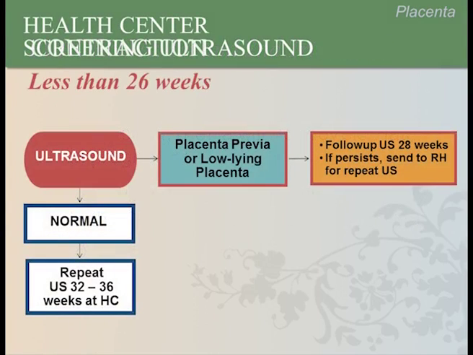When you are scanning a patient that is less than 26 weeks with a normally positioned placenta and normal ultrasound, encourage her to return to your health center, abbreviated here as HC, for a screening ultrasound at 32 to 36 weeks. What should you do if you identify a placenta previa or marginal or low-lying placenta? Ask her to return for a follow-up ultrasound at 28 weeks. If the abnormality persists, send her to your referral hospital for a repeat ultrasound.